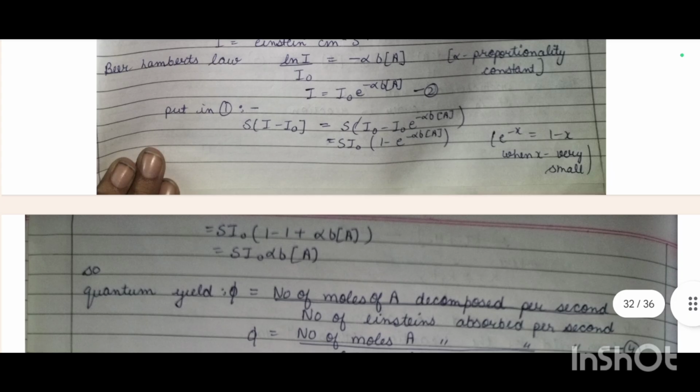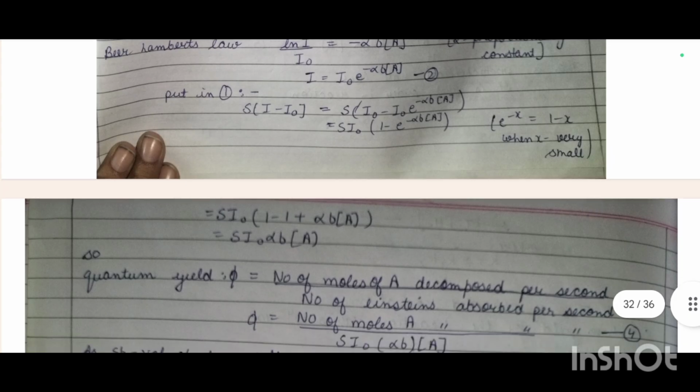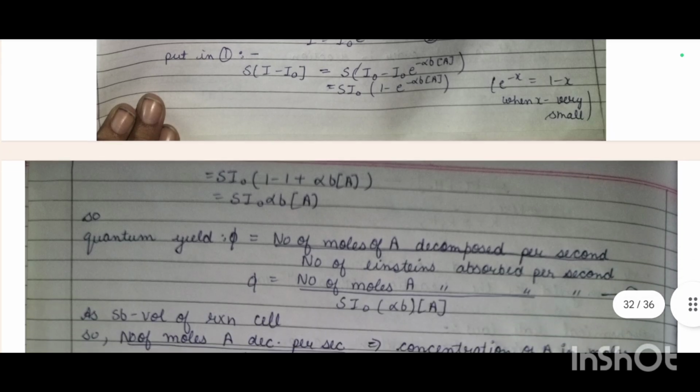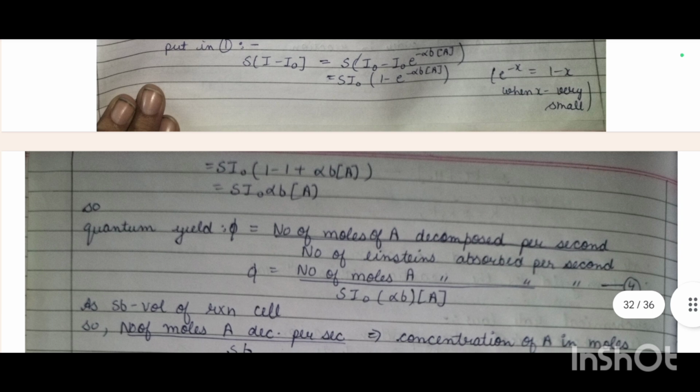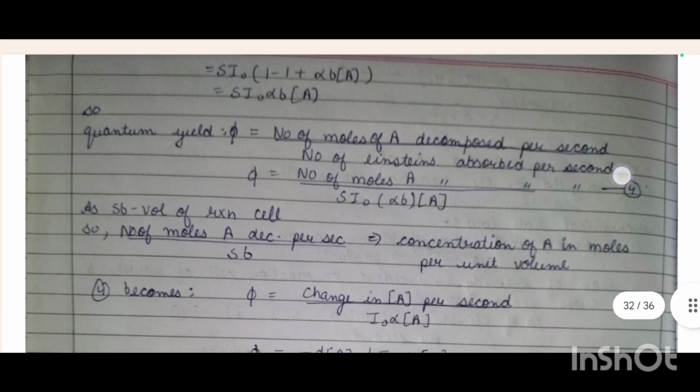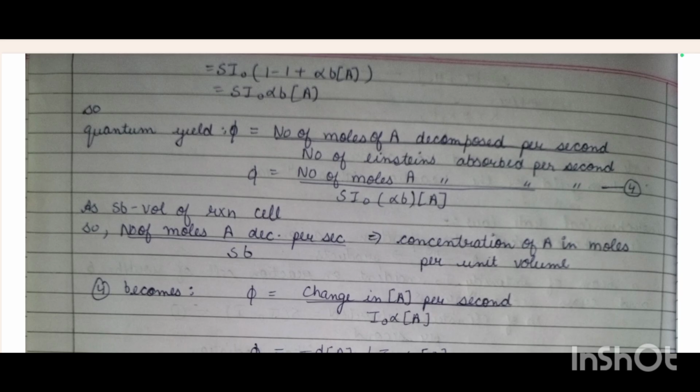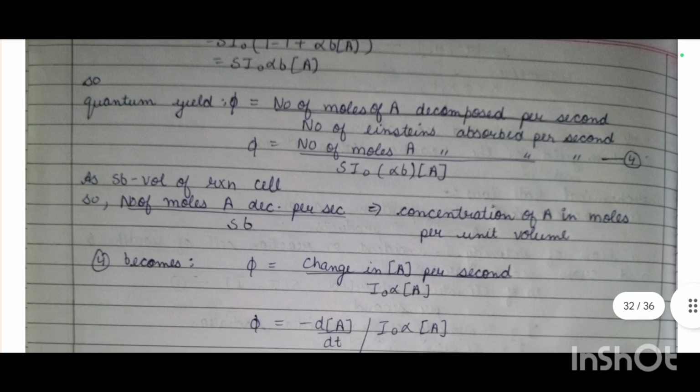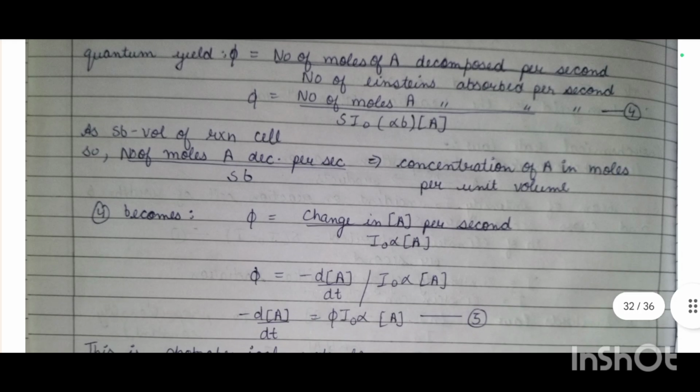Put the above equation in the following. We get the number of Einsteins absorbed as S times I naught times (1 minus e to the power minus alpha b [A]). Quantum yield is equal to the number of moles of A decomposed per second divided by the number of Einsteins absorbed per second.